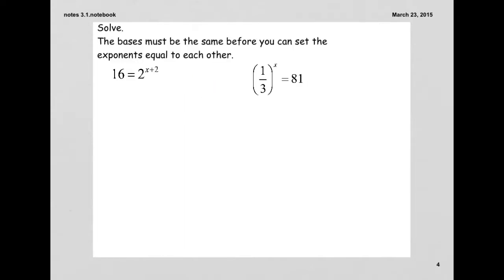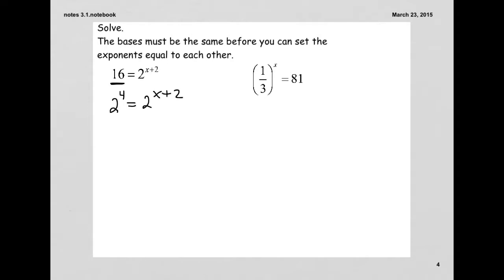Next, we want to solve our exponentials. Well, to be able to solve, the bases of the exponents in our problems must both be the same. As we can see in our problem, we have 16 equals 2 to the x plus 2. So I need to write 16 in terms of a base 2. Well, that's 2 to the 4th power is equal to 2 to the x plus 2.